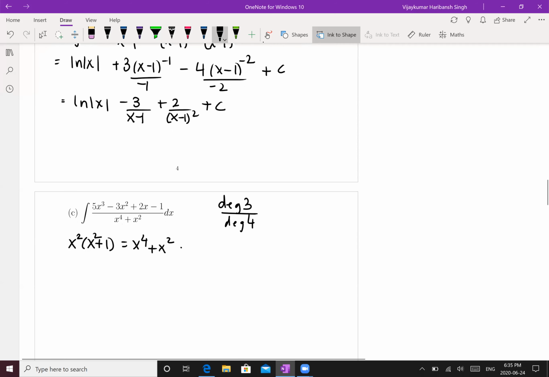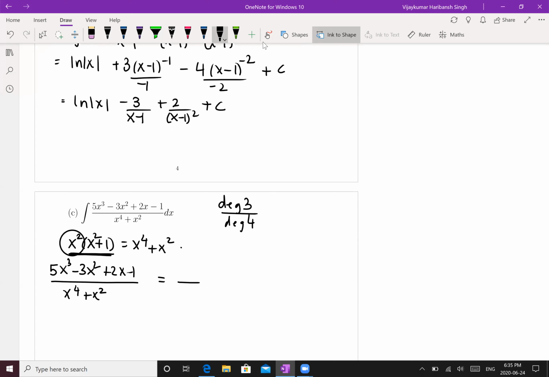So we'll write the partial fraction now. We have 5x cubed minus 3x squared plus 2x minus 1 divided by x to the 4 plus x squared. Now we have to write, so here we have x squared. Corresponding to x squared, we have to write A over x and then B over x squared. Now these are squares of linear terms, right? After all, inside is a linear term. Note that x squared is actually (x minus 0) squared, so it's a square of a linear term.